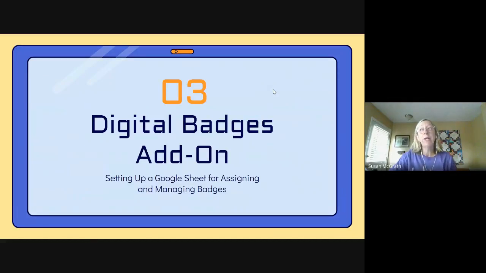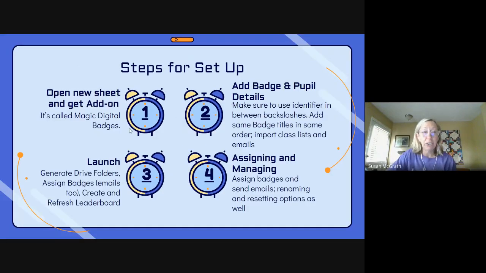What I used when one of my teachers from the elementary school asked me about it is what was called Magic Badges, and it's called Magic Digital Badges. And so I've got all of the information here on how to do that. It's basically a 4-step process. First, asking possibly your IT department or your tech at your school to make sure that you have the add-on available, which I had to do in Fayette County first.